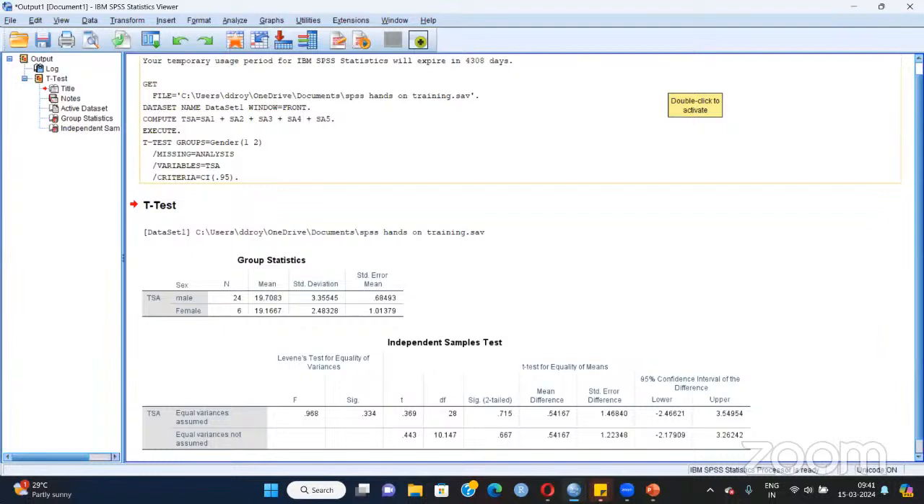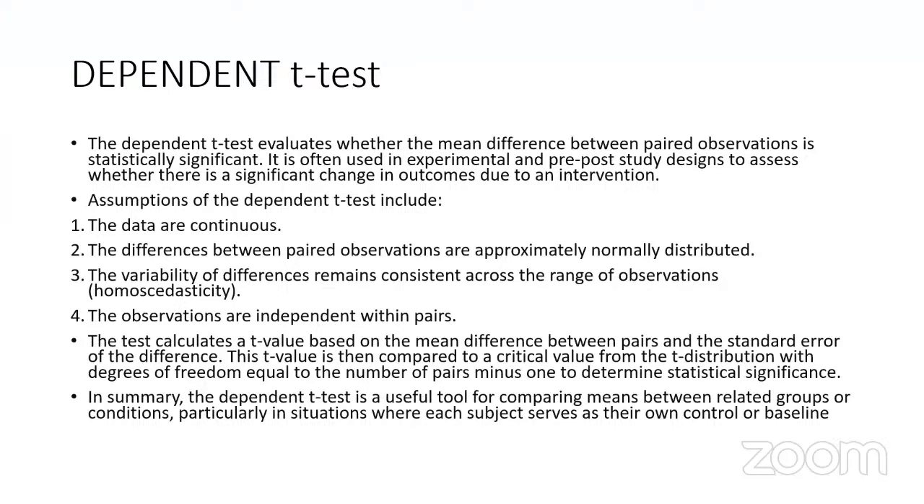Now I am going to the next one. This is the dependent t-test or paired t-test. Now, Anthony, can you read?